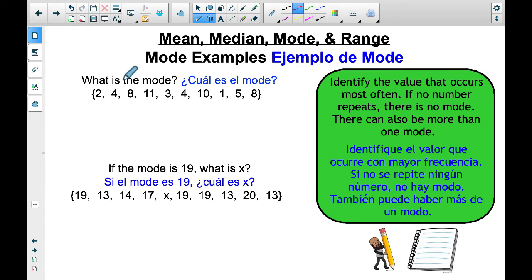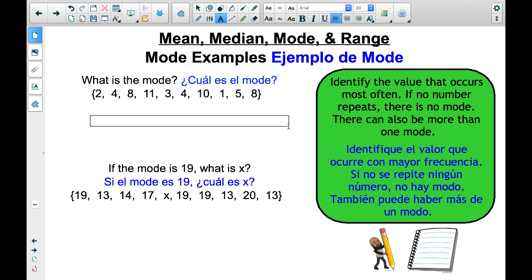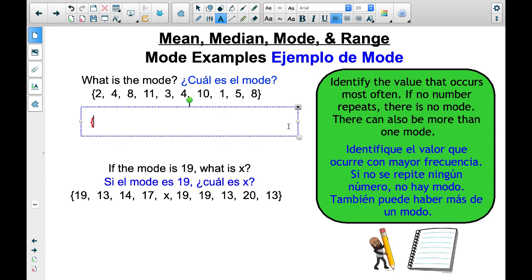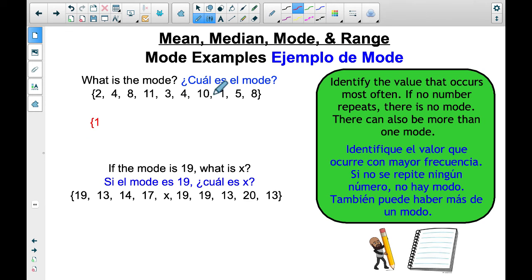So this data set, we're going to identify what is the mode. Sometimes, by the way, with the mode, it's going to help, and I'm going to do this for this one, to organize your numbers from least to greatest. Because what that will do, and I'm going to mark them off as I go through.